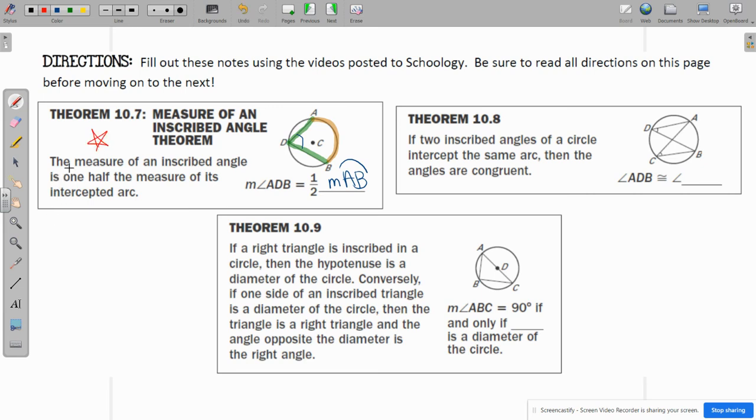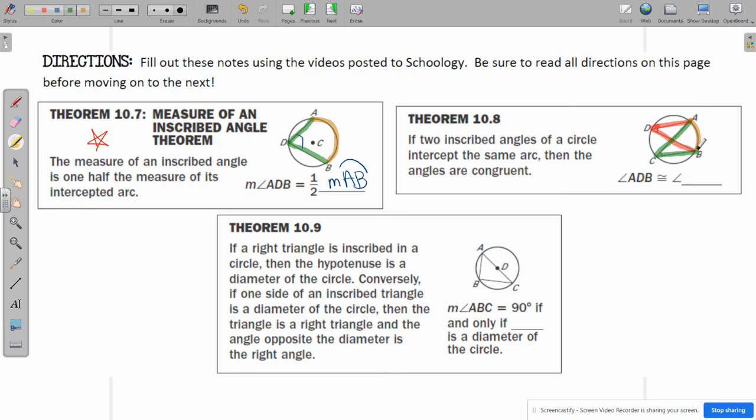The second theorem says if two inscribed angles of a circle intercept the same arc, then the angles are congruent. If we look at our two inscribed angles, here's our first inscribed angle, angle ADB. As you can see, this intercepts arc AB. Another angle, angle ACB, also intercepts arc AB.